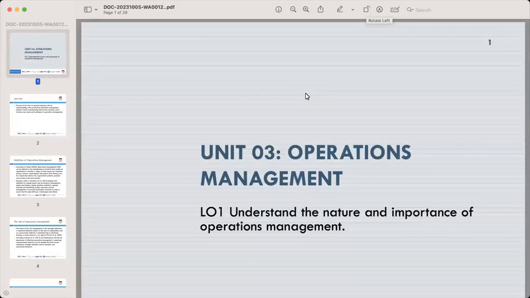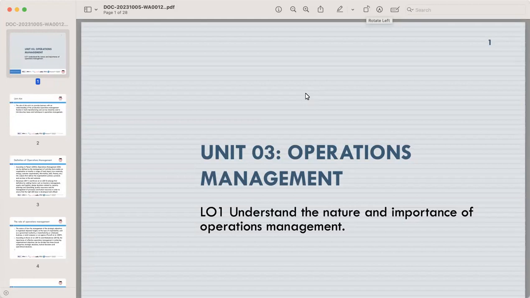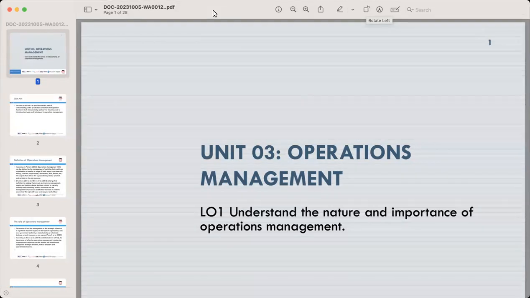Hello and welcome everyone. My name is Yasir Gulfraz and I'm your tutor for today's session, Operation Management. We'll start with the learning outcome, which is to understand the nature and importance of operations management.